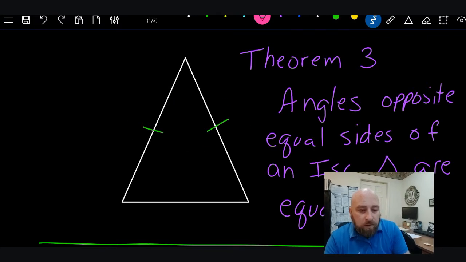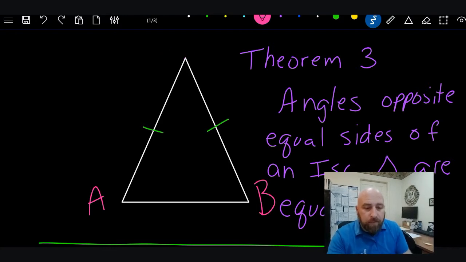All right. Let me label my triangle. I should have labeled it. So we'll call this A, B, and C. Well, if AC equals, in this case, BC, and I write that down, I mark it, somebody tells me that it's a given, then I have an isosceles triangle.